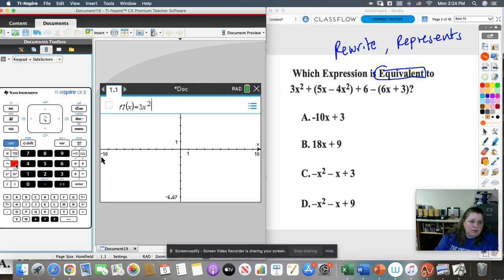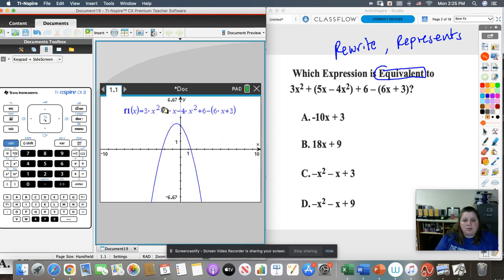This gives you 3x squared plus, open parenthesis, 5x minus 4x squared, close parenthesis, plus 6 minus, again, we're always going to use the minus. We are not going to use the negative. There's only one case to use a negative, and when that comes up, I'll show you. But 99% of the time, I want you using this minus button only. Open parenthesis, 6x plus 3. Now, I still call that button a negative sometimes, but this is a plus or a positive, and this is a minus or a negative, and these are the ones you're going to use. Then you're going to hit enter.